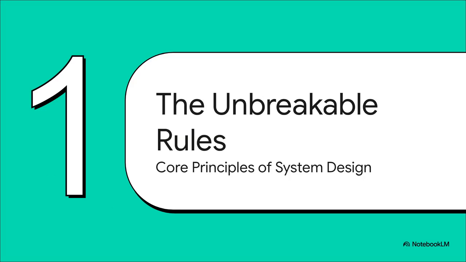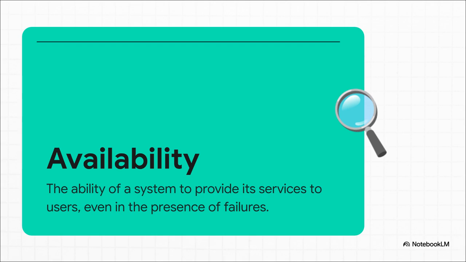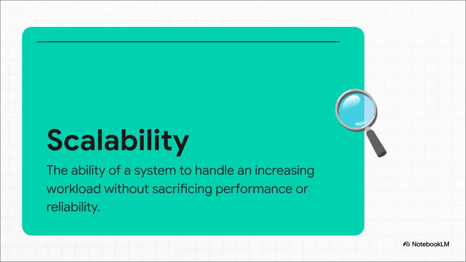Okay, so how do you actually build one of these things? Well, it turns out that every massive system, I'm talking Netflix, Google, you name it, is built on just a few core unbreakable rules. You can really think of them like the laws of physics for the digital world. First up, the system absolutely has to be online and ready to respond, always. This is what we call availability. It means that even if parts of the system fail, and trust me, they will, the service just keeps on chugging along.